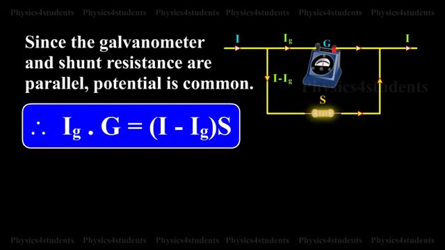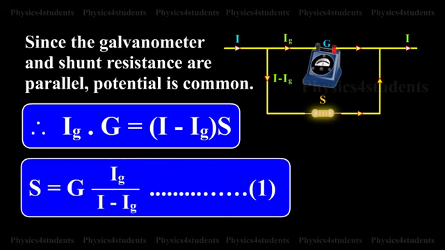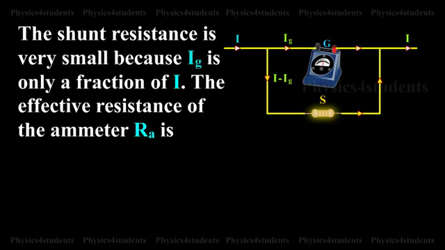Ig × G = (I − Ig) × S. S = G × Ig / (I − Ig). The shunt resistance is very small because Ig is only a fraction of I.